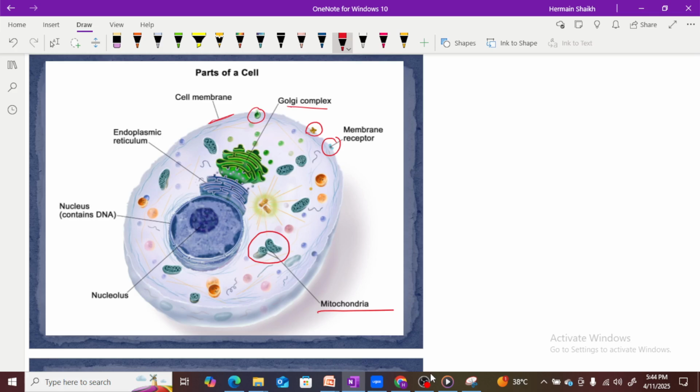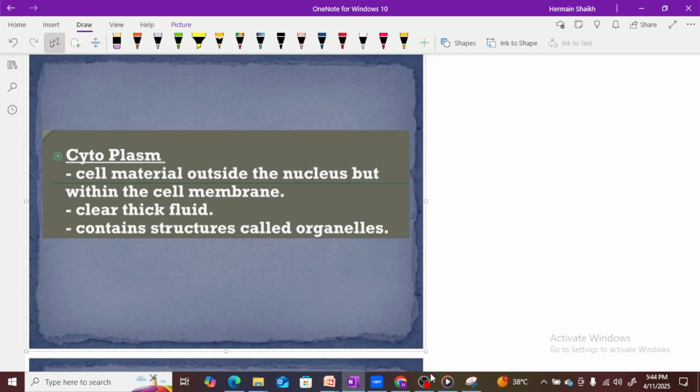And here we can see the huge organelle of the cell, the nucleus, which contains the DNA, and in it, darker in shade, the subnuclear part known as the nucleolus. With it we can see the ER region, the endoplasmic reticulum region, and several other organelles are also part of the cell. So now let's start with the cytoplasm: cell material outside the nucleus but within the cell membrane.